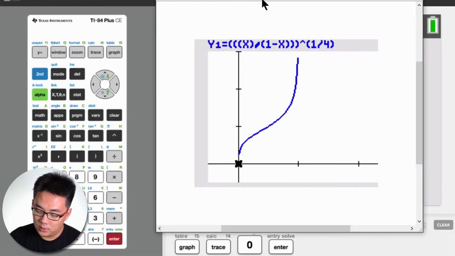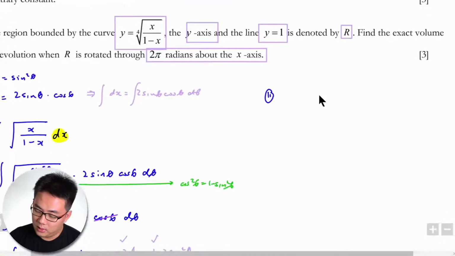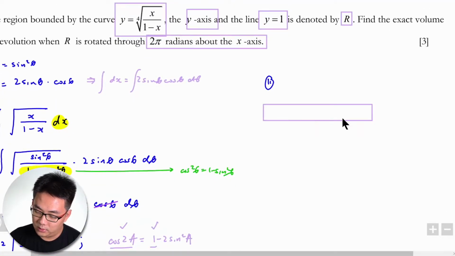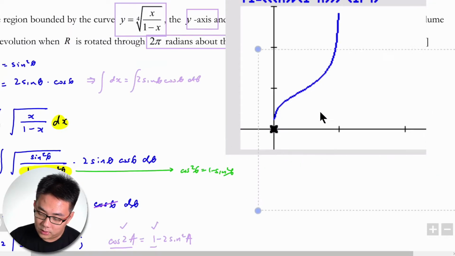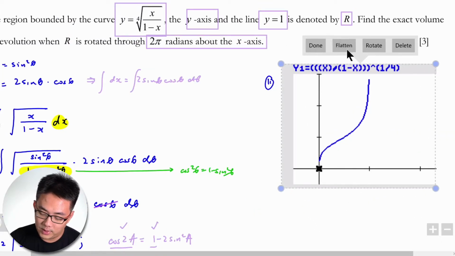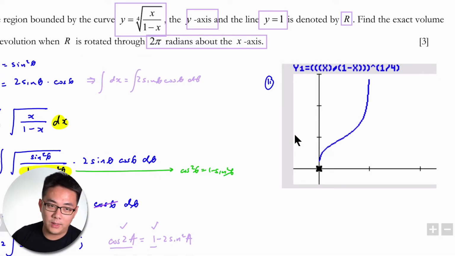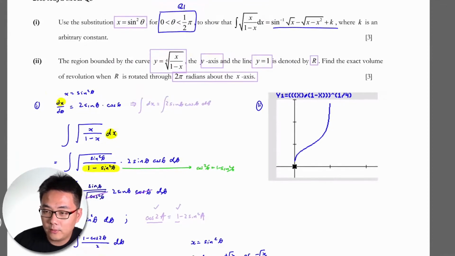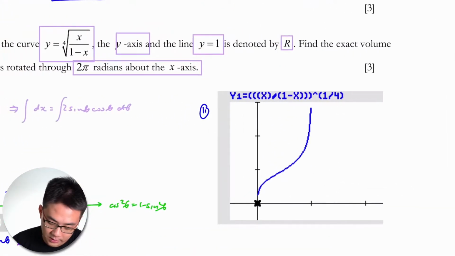Okay, so that is one of the techniques. What I'm going to do is put the graph in and see how it goes. I think the main thing is to know what is the area that you're looking at. Sometimes students just rush into things. I would suggest you take your time. This is 3 marks, so if you want the exact volume, 3 marks would be just nice.